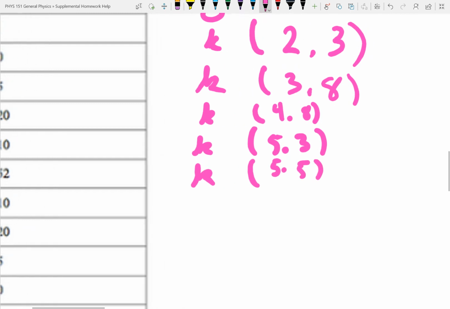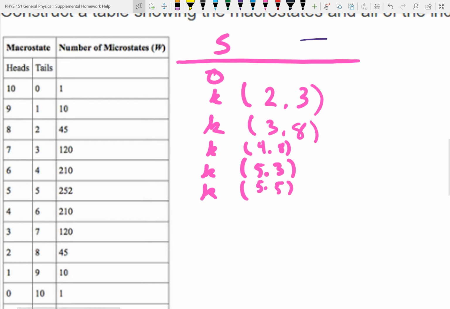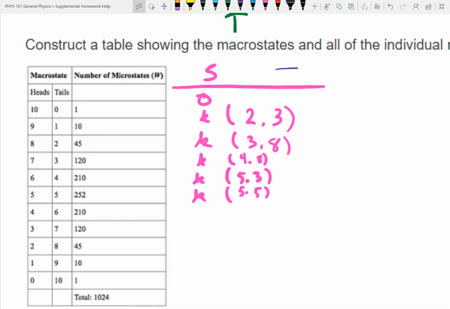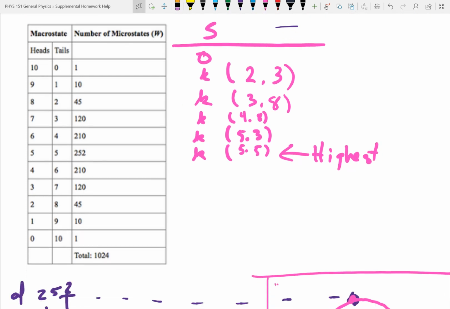5.5. Okay, so we can look at these. Now, these are in terms of K, just to save us writing 1.38 times 10 to the minus 23, and hence all these numbers are really tiny. But we have the entropies of each one, and you see, this one here is the highest entropy. So statistically, I expect it to be the most probable. I expect it to be the highest entropy.